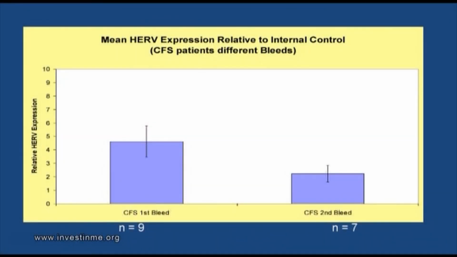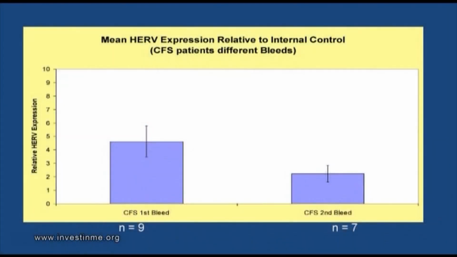This is the first and second bleed from the conventional chronic fatigue patients. We see also a reduction after 12 months. Again, here at this stage, at the first bleed, this patient had active disease. We don't know each one. They were all interviewed, but basically everything is blinded and we don't really know yet. We have to go into more detail.